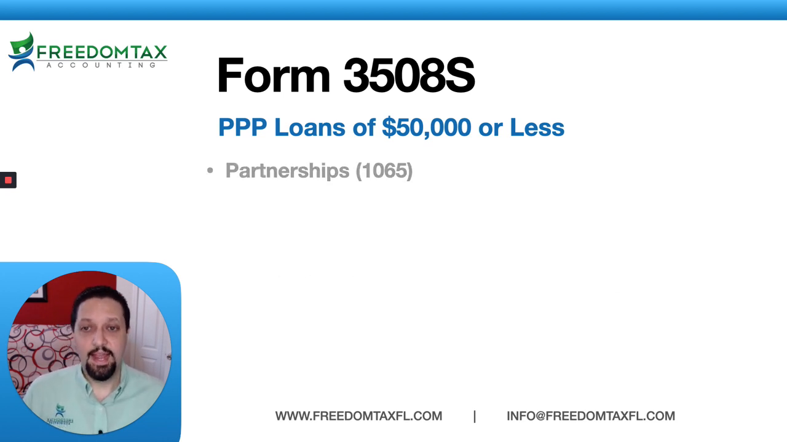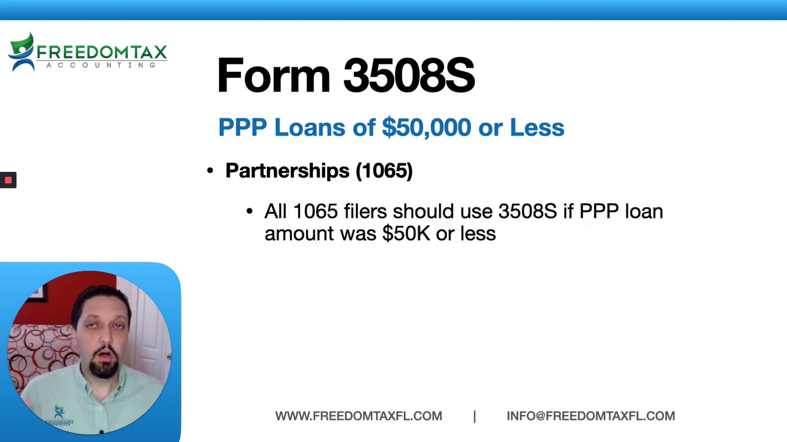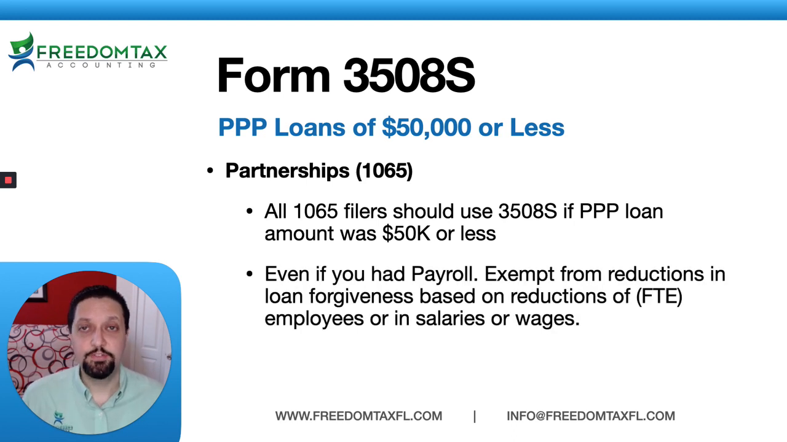Okay. Now for partnerships, that's basically all businesses that file Form 1065, all 1065 filers should use 3508S as the PPP loan forgiveness application if your PPP loan was $50,000 or less.